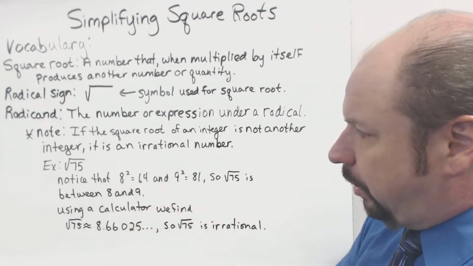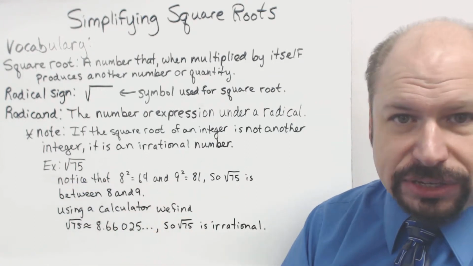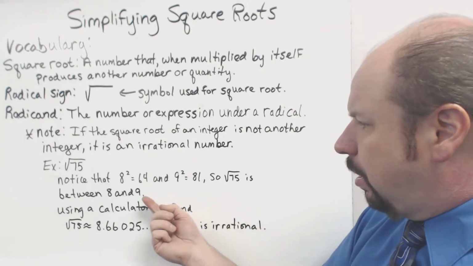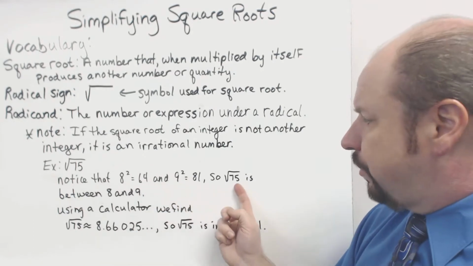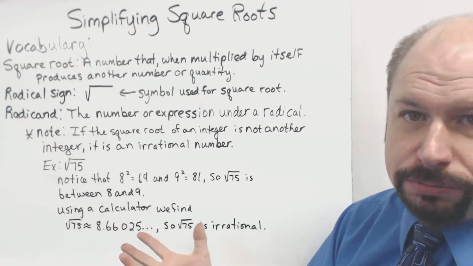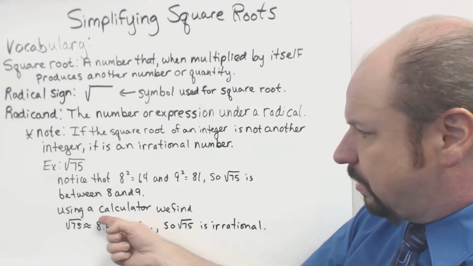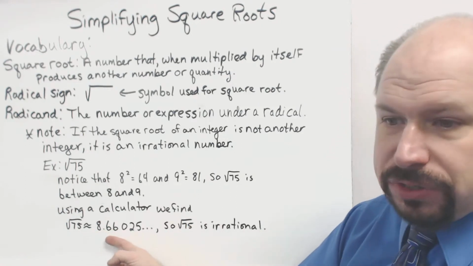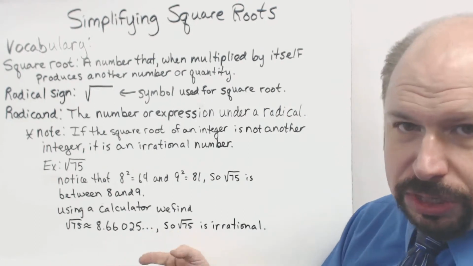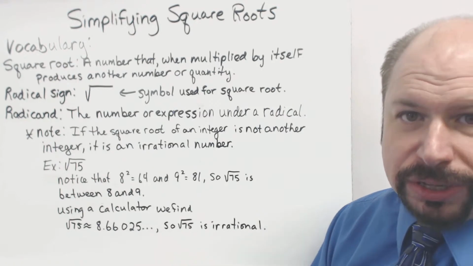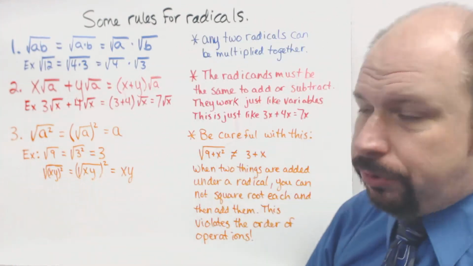I have another example of that here, the square root of 75. If we look at 8 squared, that is 64, and 9 squared is 81. So 75 is somewhere between 64 and 81, so the square root of 75 is somewhere between 8 and 9. We can use a calculator to calculate that somewhat more precisely, and we find that the square root of 75 is approximately equal to 8.66025, and it continues on. So the square root of 75 is also an irrational number. We'll take a look at how to simplify that square root in just a minute.